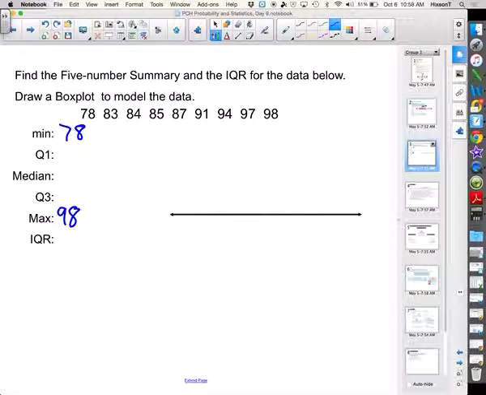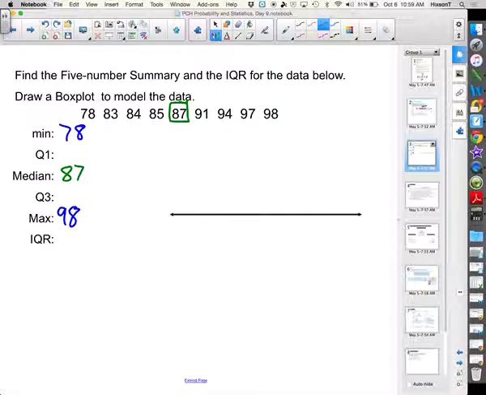Okay? Then what would we find? The median, yeah, you can't find the quartile 1 or quartile 3 if you haven't found the median yet. So what is the median going to be in this case? 87, yeah. We've got 9 pieces of data. So 9 divided by 2 is 4.5, so that means the 5th one will be our median, okay? So median is at 87.